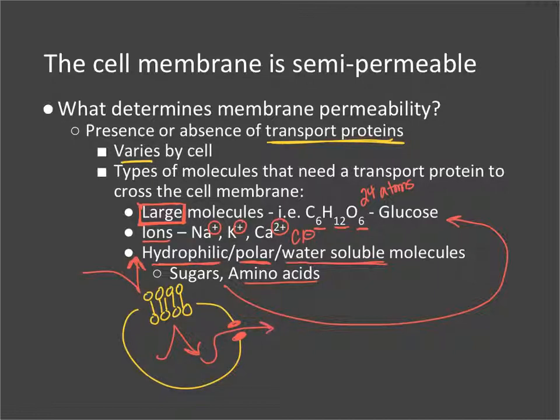And remember that there is specificity. So these transport proteins are specific as to what they can transport. So something that can transport glucose is not also going to be able to transport sodium. Sodium needs its own transport protein in order to get across the cell membrane.